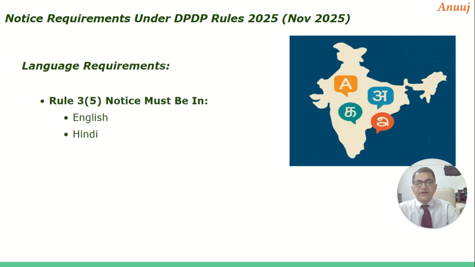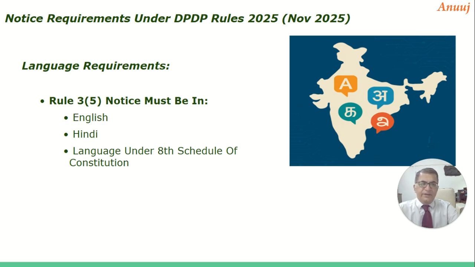Language requirements: English and Hindi, two standard languages. Rule 3.5 says that apart from English and Hindi, you need to use any of the languages, but it has to be a part of the 8th Schedule of the Constitution of India. There are, I think, around 21 languages in the 8th Schedule, so the language that you are using has to be one of those.